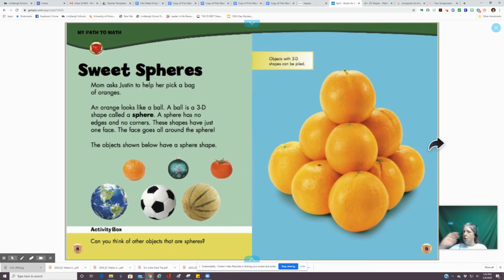A sphere has no edges, just like a circle, and no corners or vertices, just like a circle. Remember that day we did the circle, all the answers were 0? These shapes have just one face, and the face goes all the way around the whole sphere. The objects shown below are sphere shapes. So there's some here, and it asks if you can think of other objects that are spheres. Objects with 3D shapes can be piled, but it's tricky with spheres because they do something called roll. They don't have any flat faces to keep them still.